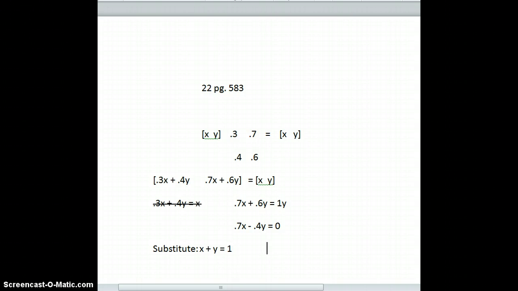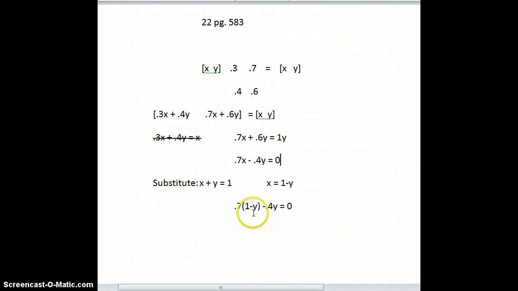Well, we can use that. That means x equals 1 minus y. Just subtract a y from both sides. x equals 1 minus y. So go ahead and substitute that in now to where we are. 0.7 times 1 minus y minus 0.4y equals 0. So the numbers are going to change from problem to problem, and when you do the matrix multiplication, you get different answers, but this will always be the same. You will always be substituting 1 minus y in for x. So you substitute that in for x, and now you have just one variable and you can solve for y.